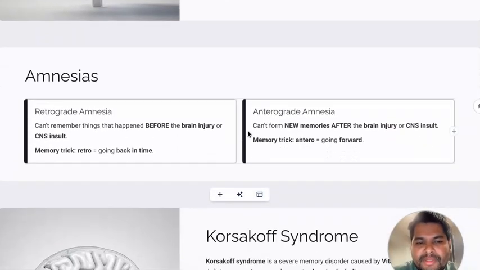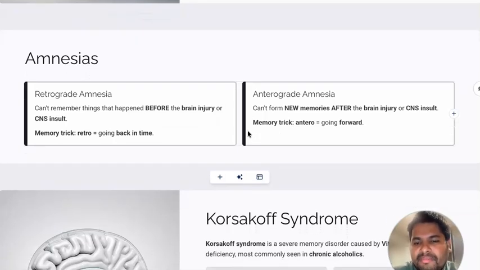Now let's learn what amnesias are. There are two types of amnesia: retrograde amnesia and anterograde amnesia. Retrograde amnesia means you can't remember things that happened before the brain injury or CNS insult, whereas anterograde amnesia means you can't form new memories after the brain injury or CNS insult.